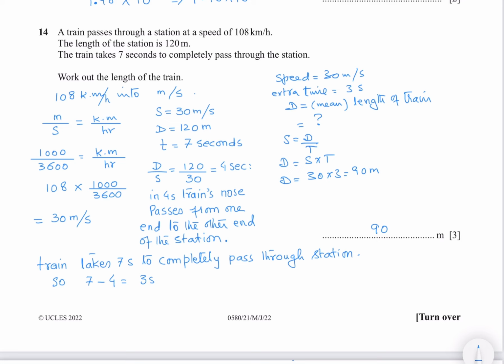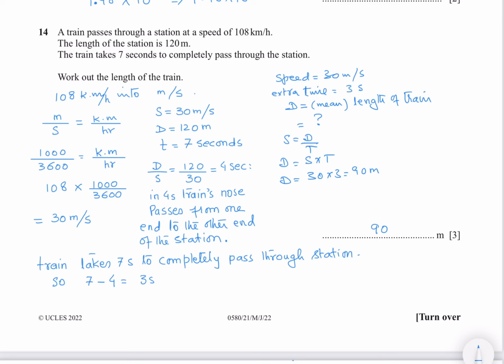This extra time actually came from the question. The train takes 7 seconds to completely pass through the station, and we got 4 seconds when we divided 120 by 30. That 4 seconds was when the nose of the train starts from the station and comes to the other end of the station. So it took 4 seconds.